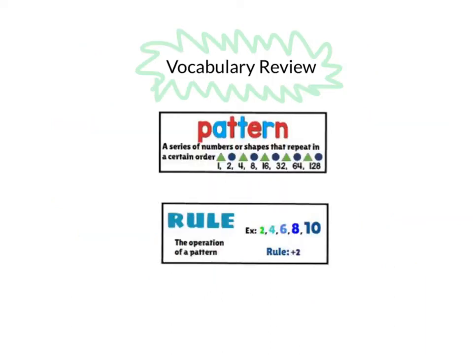Before we get started on our problem, we're going to look at our two important vocabulary words. Our first word is pattern. A pattern is a series of numbers or shapes that repeat in a certain order. Our second important vocab word for this week is rule. A rule is the operation of a pattern. So we're going to be looking at the pattern to determine the rule, and then we'll use this rule to extend our pattern.